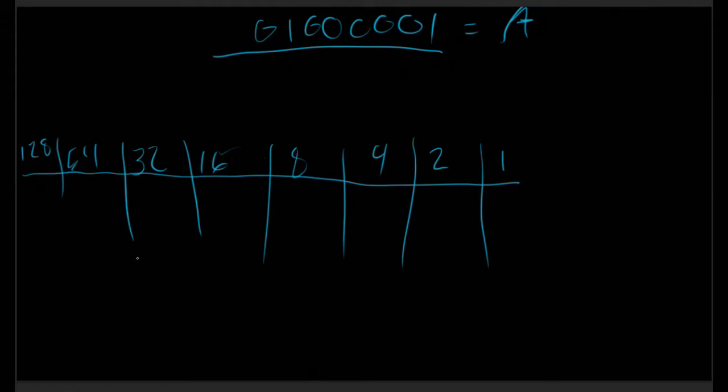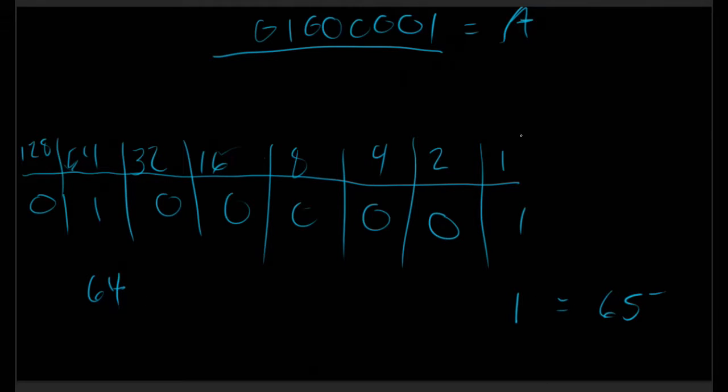Let's just verify this. So we have a 0, 1, a 0, 0, 0, 0, 0, and a 1. If we add this up, we get 64, right? Because there's 1 in the 64, so there's one set of 64, and there's a 1 here. So altogether, this equals 65, which is the ASCII value for an uppercase letter A, 65. So hopefully that helps you understand a little bit about how the computer talks.